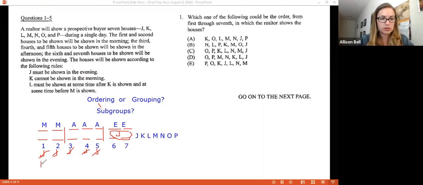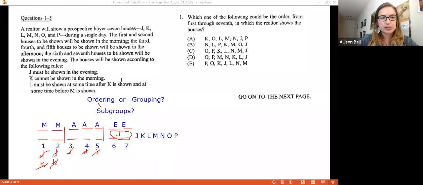K cannot be shown in the morning. We can definitely handle that with some cross-offs. For that one, we could think about putting a cloud, but there are so many spaces that K could go in that it might not be my best move. I don't know if it's in the afternoon or the evening.